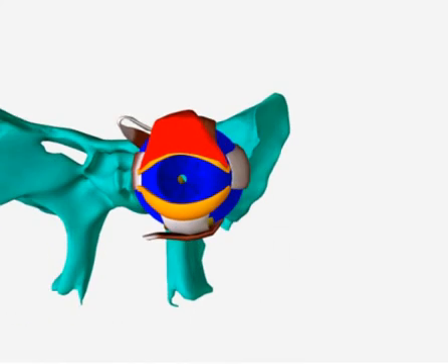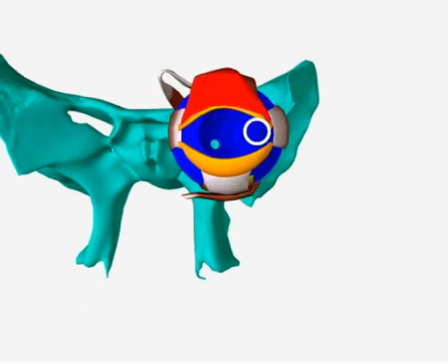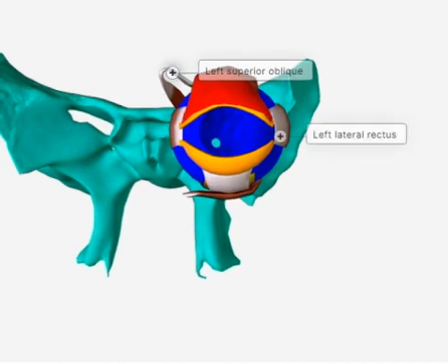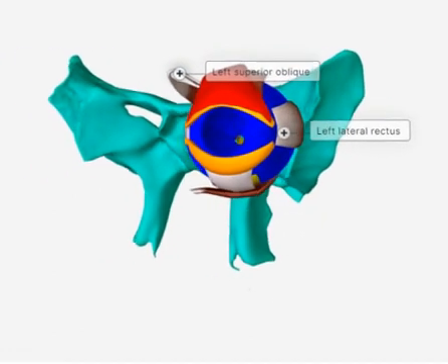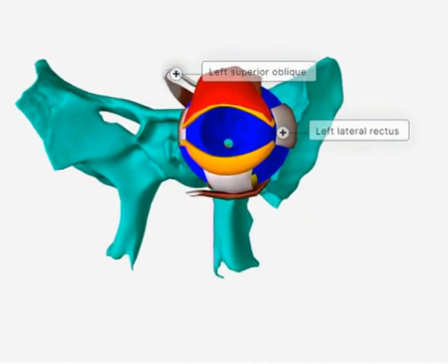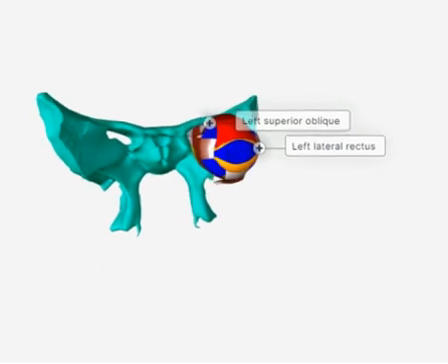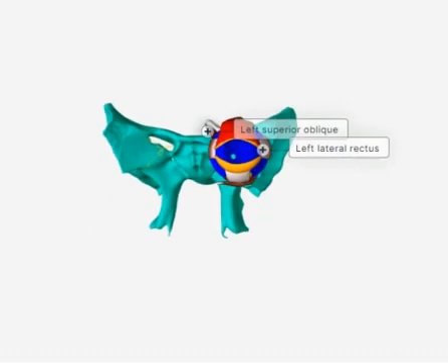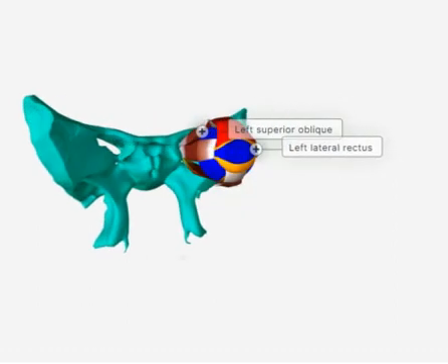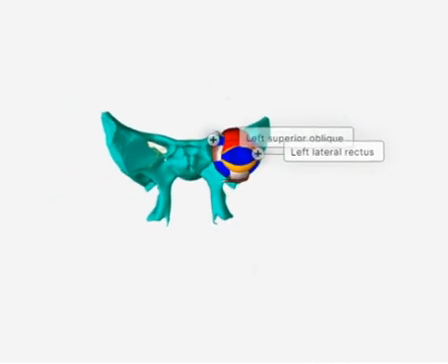Next, we come to the nerve innervation of these muscles. The extraocular muscles are supplied by the oculomotor nerve except for two muscles. One is the superior oblique muscle and the other is the lateral rectus muscle. So apart from these two muscles that we have labeled, all the other muscles are supplied by the oculomotor nerve over here.